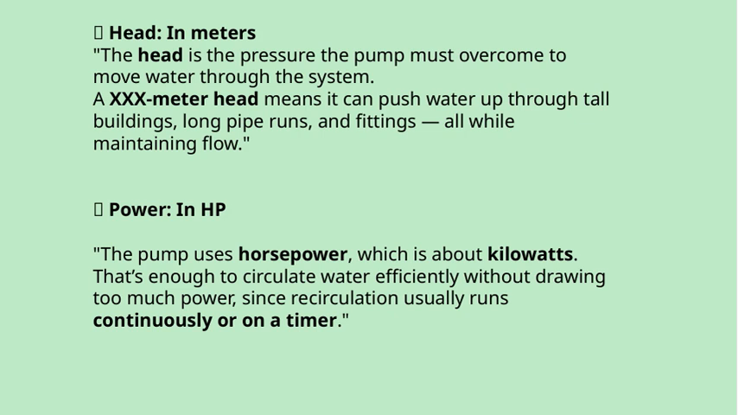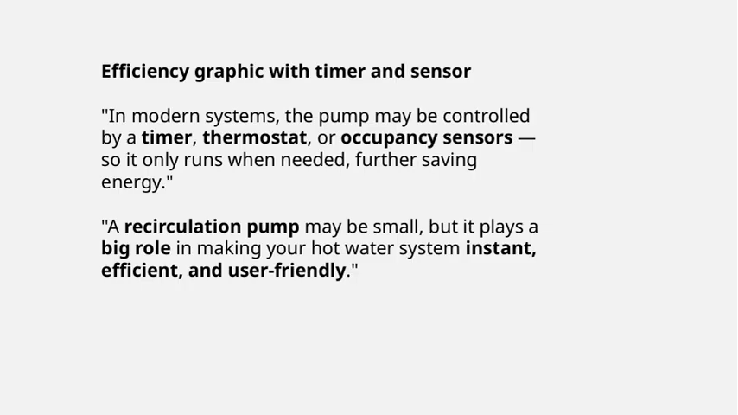Since recirculation systems often run continuously or on timers, choosing the right horsepower ensures that the pump operates effectively without drawing excessive power. In summary, understanding both the head and the power helps us select the right pump for the job, ensuring reliable performance and energy efficiency, which ties back to our overall goal of designing effective and sustainable water systems. In modern systems, the pump isn't just running constantly.